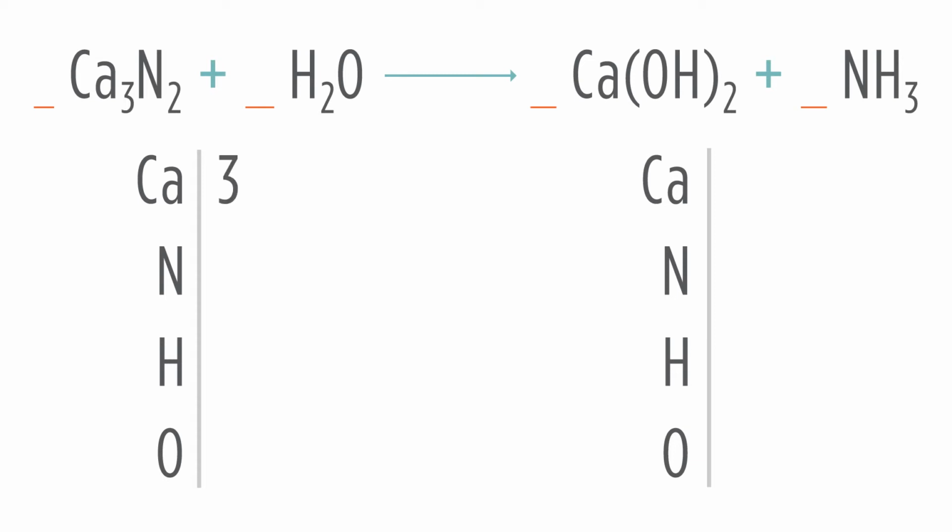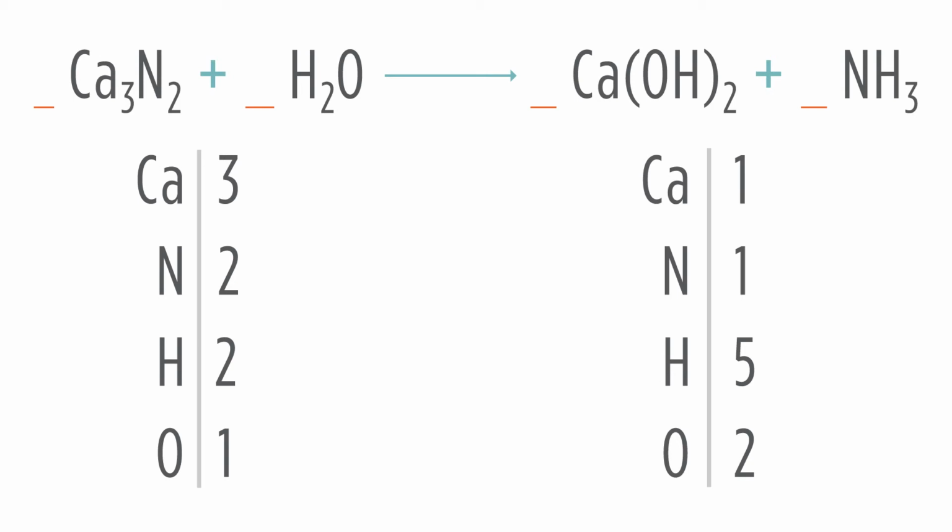Okay, we start by counting. We have 3 calcium, 2 nitrogen, 2 hydrogens, and 1 oxygen. On the other side, we have 1. Now, the hydroxide is in parentheses, so that means both of these get multiplied. So we have 2 oxygens. But on the hydrogen, we have 2 here, and we have 3 there, so that gives us 5, and then 1 nitrogen. Let's start with calcium.